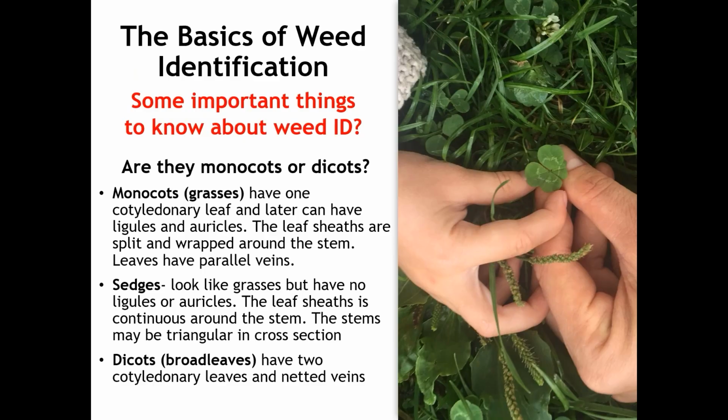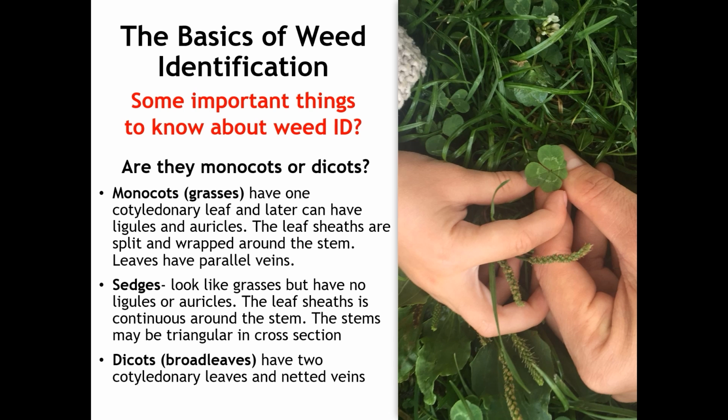Now, let's get to the basics of weed identification. What are some of the important things to know about weed identification? The first thing to know is, are they monocots or dicots? Monocots are grasses. They have only one cotyledonary leaf, and later they will develop features called ligules and auricles that can help in identification. The leaf sheaths are split and wrapped around the stem, and the leaves have parallel veins.